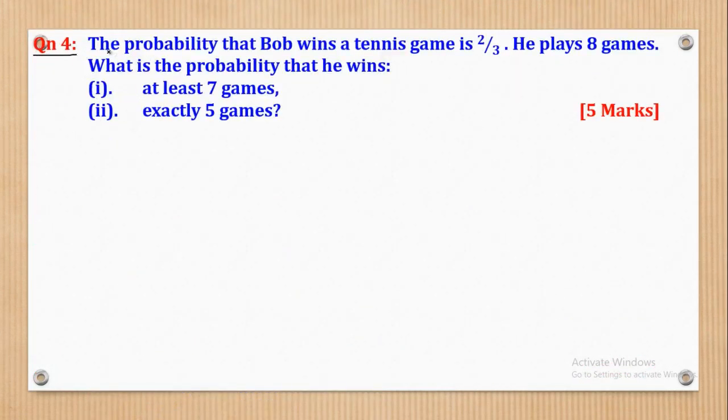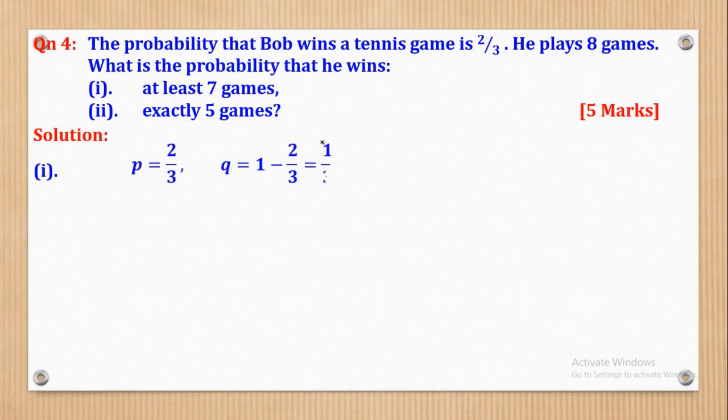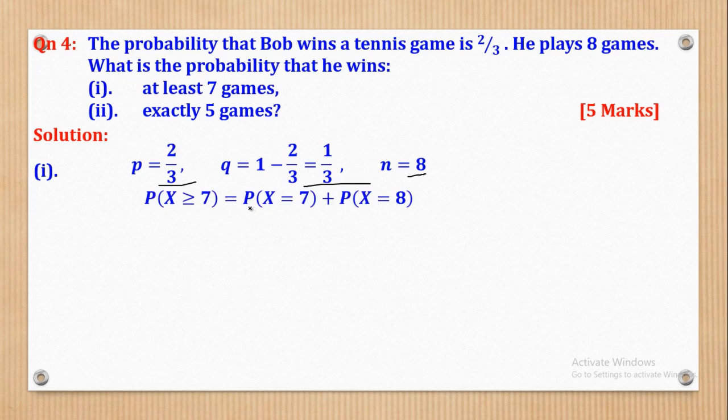Now we shall go to question 4, which says that the probability that Bob wins a tennis game is 2/3. He plays 8 games. When you see this, it means that it's a binomial. What is the probability that he wins at least 7 games and, secondly, exactly 5 games? At least 7: first of all, you have to know that in this binomial, p is 2/3, q is 1 minus p, which is 1/3, and n is 8. Therefore, at least 7 means 7 or more, so it will be x equal to 7 plus x equal to 8. We stop at 8 because n is 8.